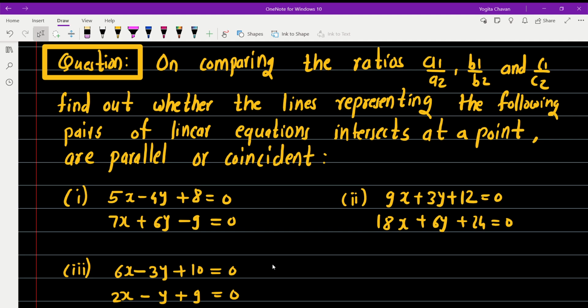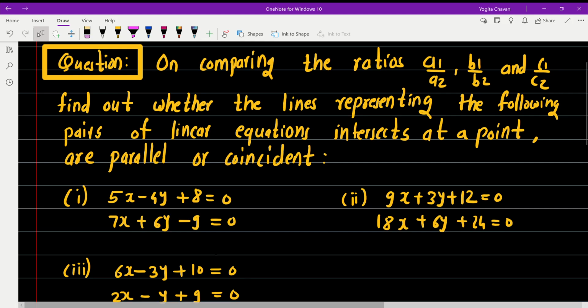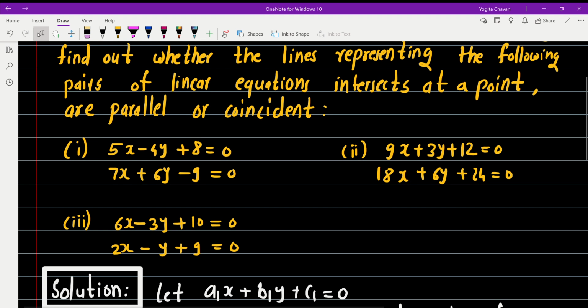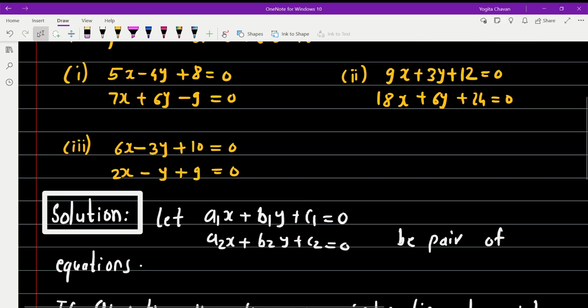Hello dear friends, today we have to compute ratios a1 upon a2, b1 upon b2 and c1 upon c2. And after computing this, we have to decide whether these pair of linear equations intersect at a point, or whether they are parallel, or whether they are coincident. So here we have three different pairs of linear equations. Now let's see the solution.